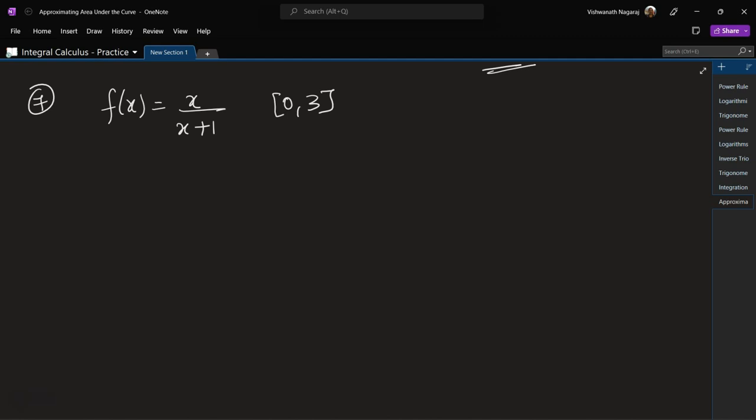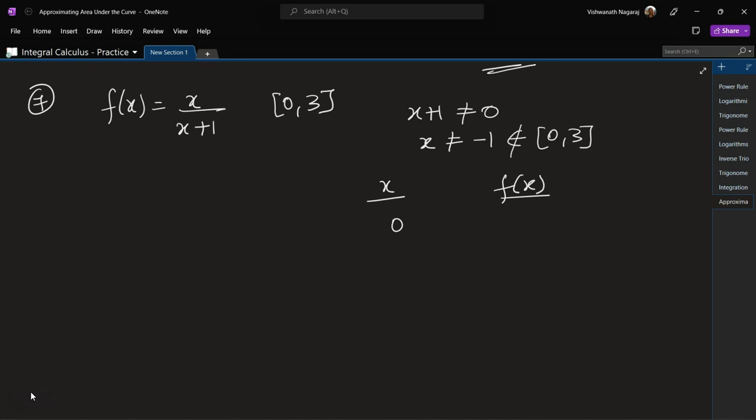Now here, the moment you see an x in the denominator, ensure that the denominator cannot be 0. So x plus 1 cannot be equal to 0. That means x cannot be equal to minus 1. And fortunately for us, the interval is such that minus 1 does not belong to 0, comma 3. So we are safe.